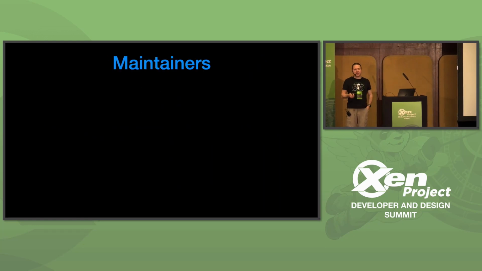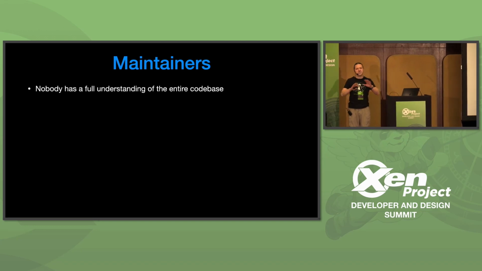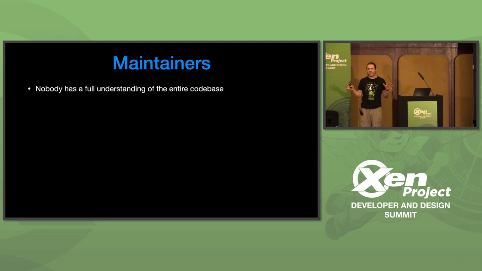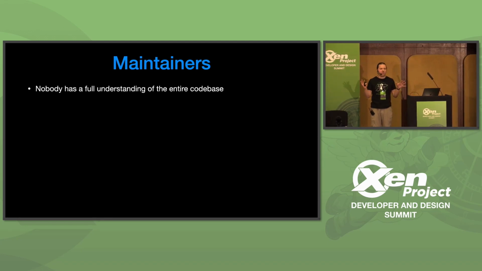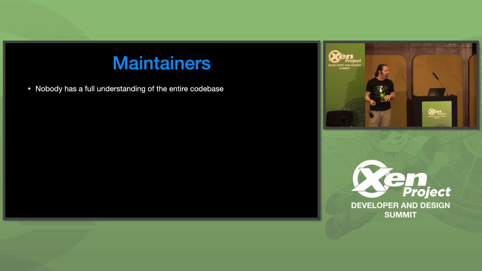So first, how does any patch get in? First of all, we have the concept of maintainers. The Xen project is large and complicated enough now. I mean, it was large and complicated enough 15 years ago. Now it's way too large and complicated for any one person to know how the whole thing works.